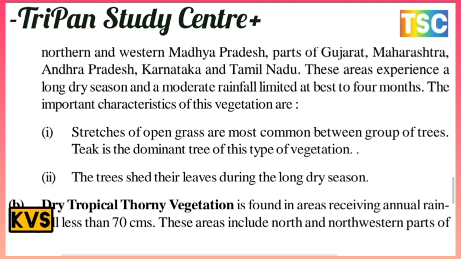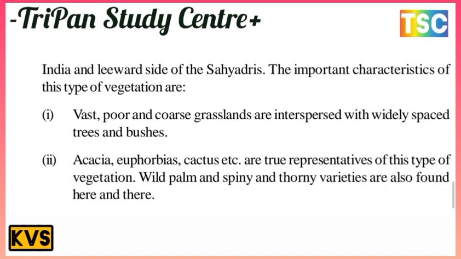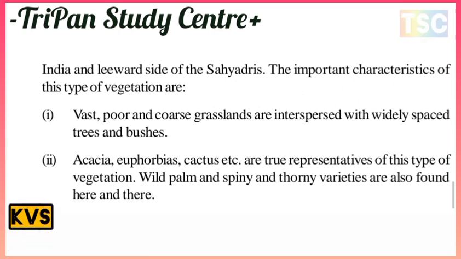And the next type, dry tropical thorny vegetation. This vegetation is found in areas receiving annual rainfall of less than 70 centimeters, and this area includes the northern and northwestern parts of India and the leeward side of the Sahyadris. The important characteristics of this type of vegetation are poor quality grassland interspersed with widely spaced trees and bushes. Acacias, euphorbias and cacti, etc. are representative of this type of vegetation. Wild plants and spiny and thorny varieties are also found here and there.